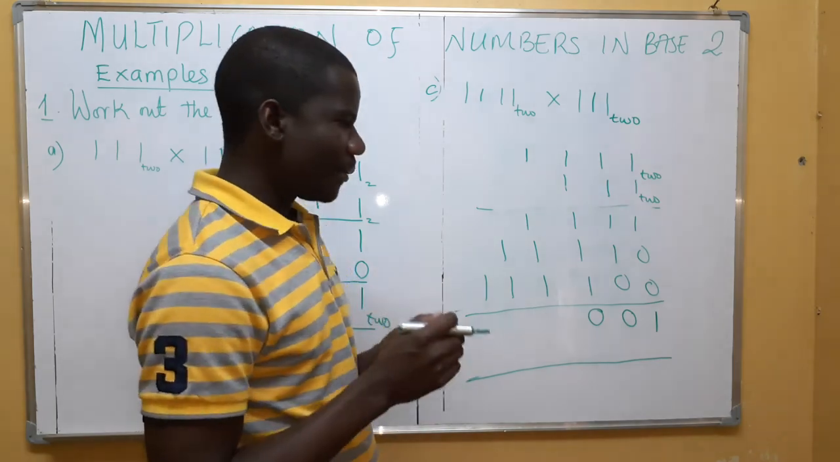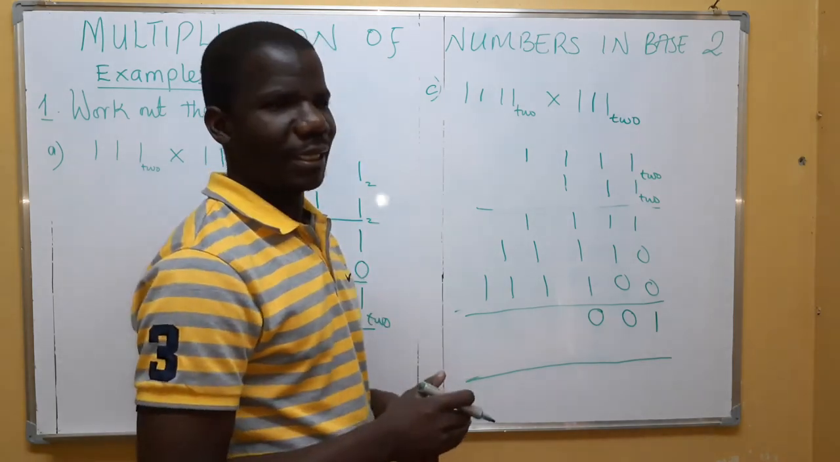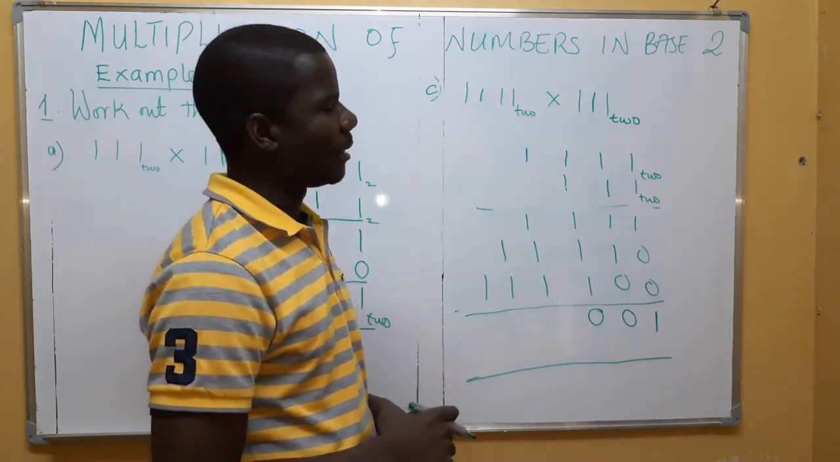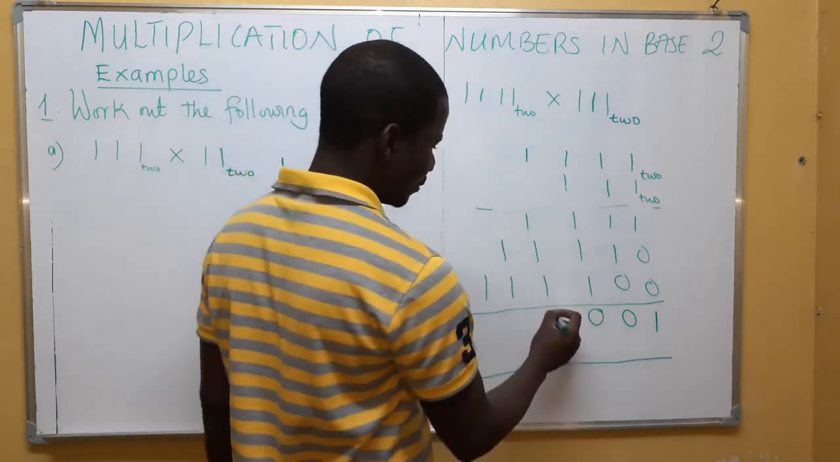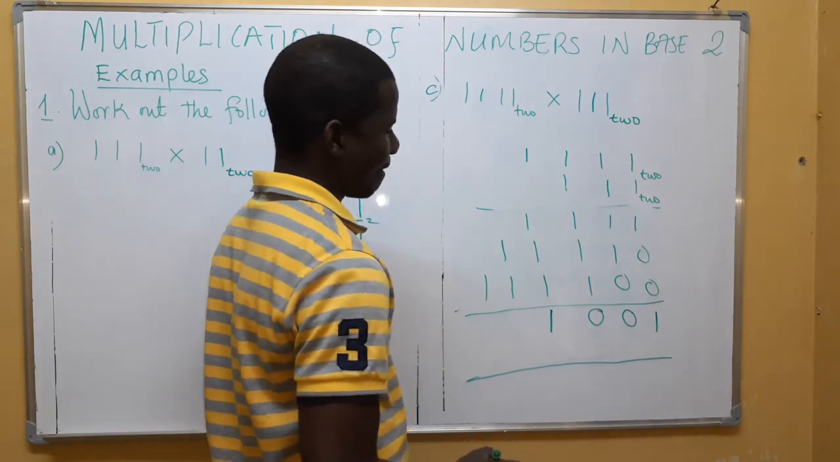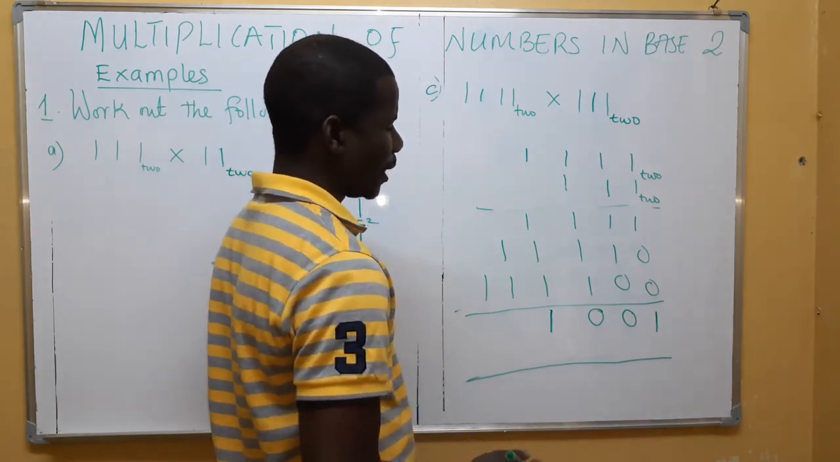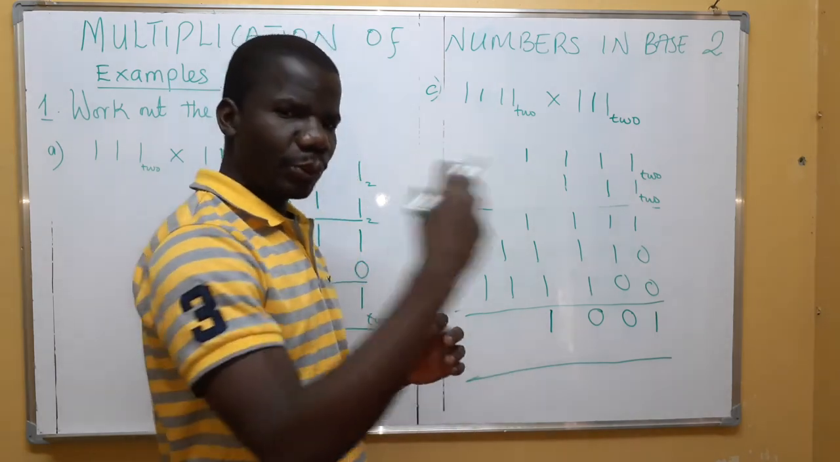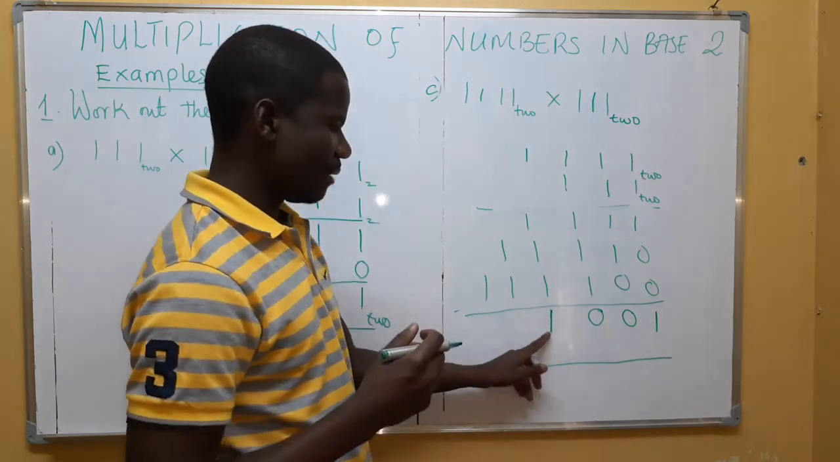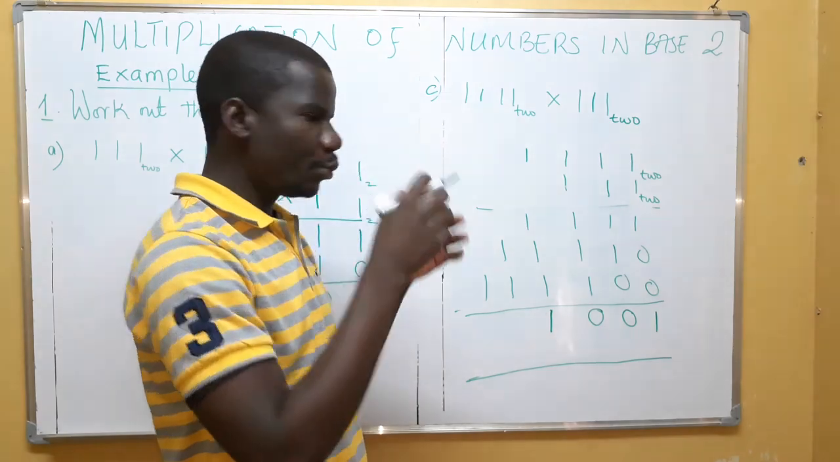Then the 5, we have to divide it by 2. Are we together? 5, we have to divide it by 2. What do we get? We get 2 remainder 1. So we write the remainder 1 here. This was 5 divided by 2. We got 2 remainder 1. Here we have a remainder. And then we have a 2.